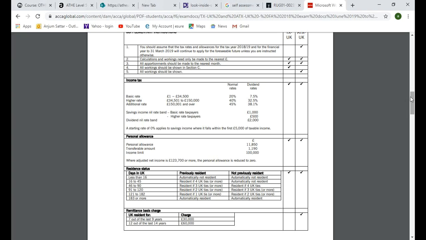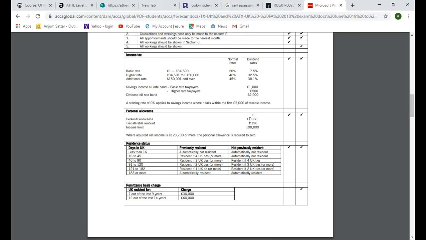Okay, that's all about £12,500, which is the new tax allowance. From this year it will be £12,500. It will be the free limit. The previous year was £11,850, and the transferable amount was £11,190. If you're a married couple, you can move the allowance around as well, from one partner to the other. It's a free tax limit.